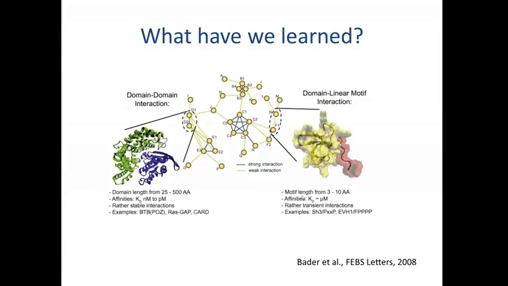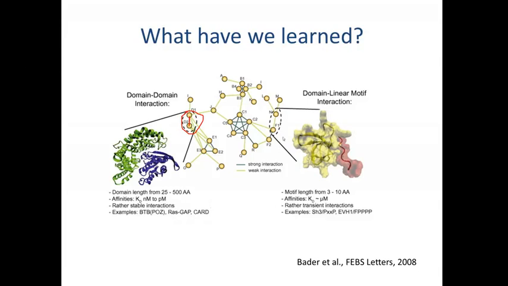Others have done some more sequence-based work, combining sequence-based approaches with looking at these generic properties. Here's a domain-domain interaction, where in this particular interaction network, these two interacting proteins share a similar domain. This is a homotypic interaction, and the domains tend to be a little bit longer. The interactions are higher affinity and more stable, and they give several examples here: BTB, POZ, RAS, or CARD domains.